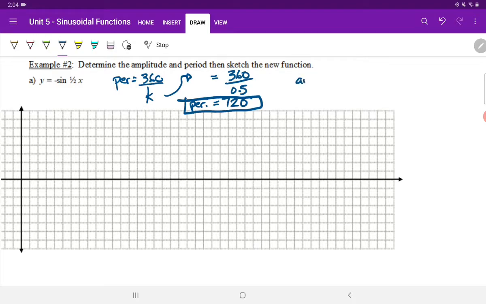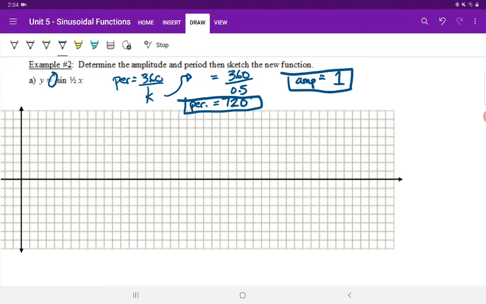Our amplitude, remember, you just have to look at your A value, which currently is -1, but you never state amplitude as a negative value. It's a measurement, okay? Just like you wouldn't say something is -15 inches, you would always say the positive value, so the absolute value of it. So the amplitude is 1, because it's a -1. Therefore, the amplitude, the measurement, is 1. And remember what amplitude is. It's the measurement from your EOA, your equation of axis, to your maximum or to your minimum.